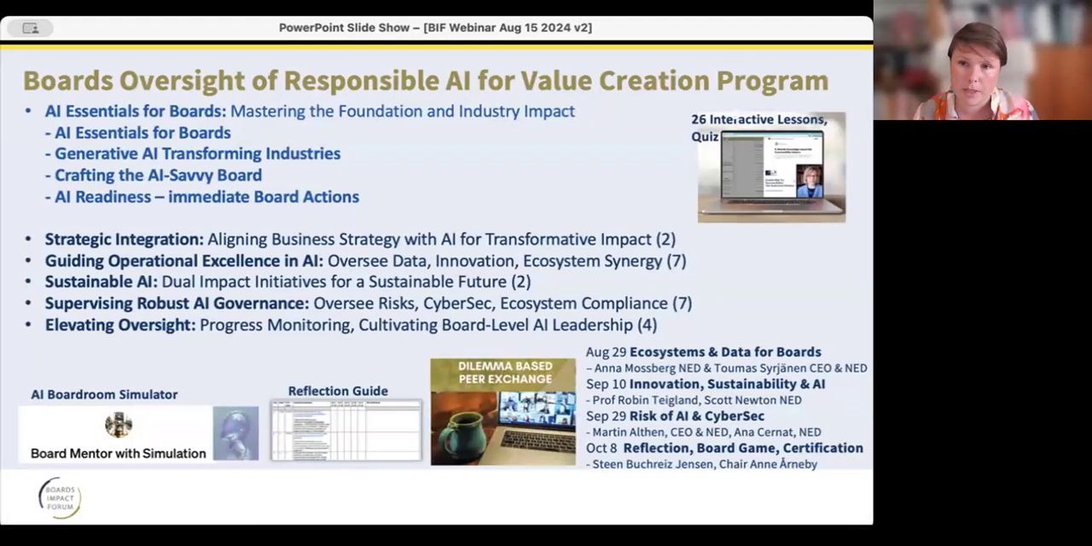So we have a couple of sessions. Like I said, on the 29th, we have ecosystem and data for boards, and that session is also open. So you're all more than welcome. And then we have 3 more sessions that are closed to those participating in the program on innovation, sustainability and AI, risk and cybersecurity, and the final reflection where we share the reflection guides. And we have a very exciting game on boards and AI. So please join us. We have the registration deadline until the 9th of September, and you'll get a certification in the end.